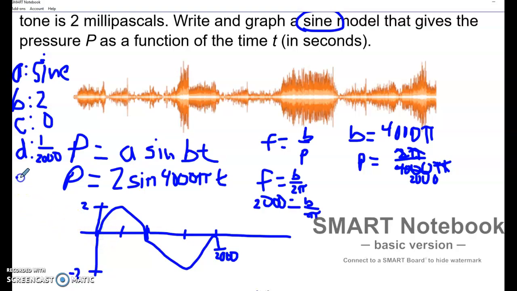That's an awful graph, but we're going to pretend like that was really awesome. And then question E says radians per second, aka values of B. Well, the value of B was 4,000 pi. So there we go. There are all those questions answered. And that also helped us to figure out the graph. The amplitude is 2. The period was 1 2,000th. So a fourth of the way would be 1 8,000th, and so on. That would be 1 4,000th, and that would be halfway in between there too.